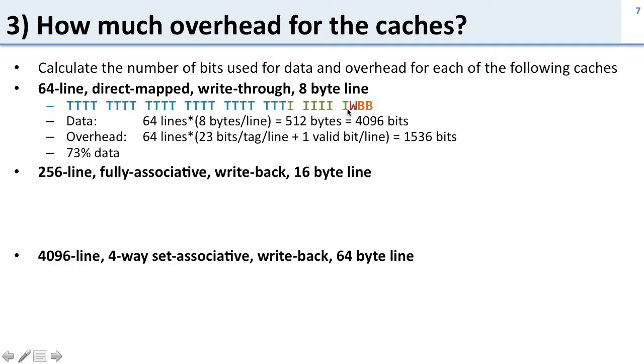Now we don't need to store the index bits or the word bits or the byte bits because the address tells us that. So if we're looking into the cache, we already know these bits in order to look there. We just need to know the tag bits to see what's there. How about this cache?